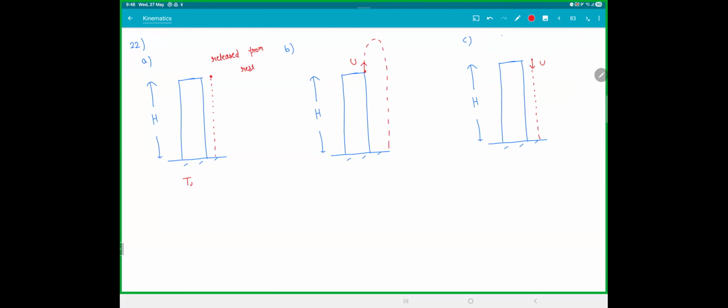Right? So the time of flight is t1. Here the time of flight is t2. Time of flight is t3. Find t1, t2, t3 and find relation between them. The relation between them is an important question. You have to remember that result. But anyway, first let's get t1, t2, t3. The building is same. First case, you dropped it. Second case, you threw it up with u. Third case, you threw it down with u. Find the times in the three cases.